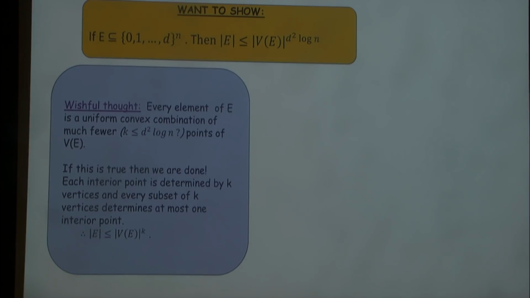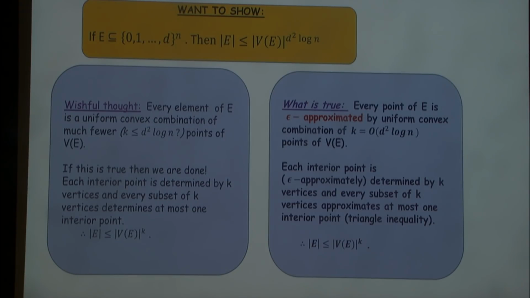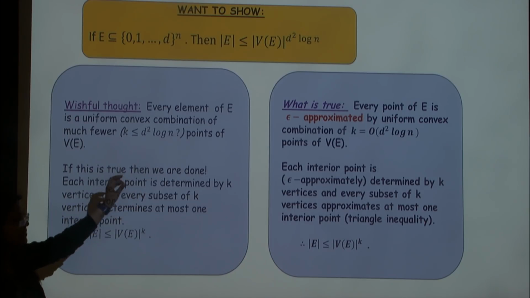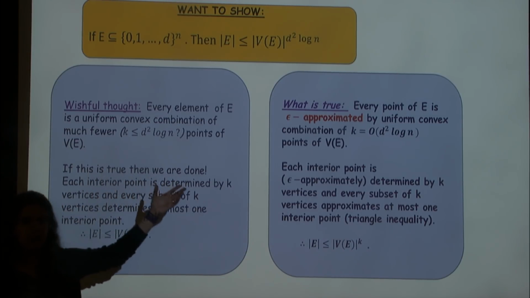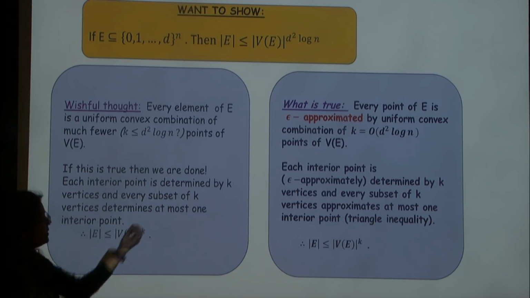Good. So this was our visual thought. This is not true. But what is true was exactly what Avi said. For every interior point, we don't exactly compute it as a uniform combination of corner points. We show that every interior point can be approximated by uniform convex combination of corner points. So every point of E we will show is epsilon approximated. Epsilon, we'll think of it being the L infinity norm, but any reasonable norm would have worked. Every point is epsilon approximated by this uniform convex combination of few corner points, d square log n.